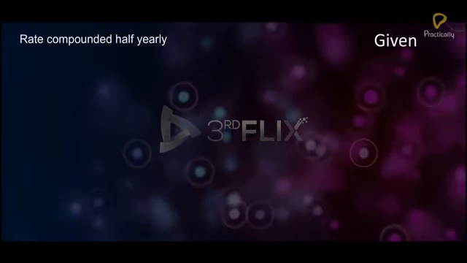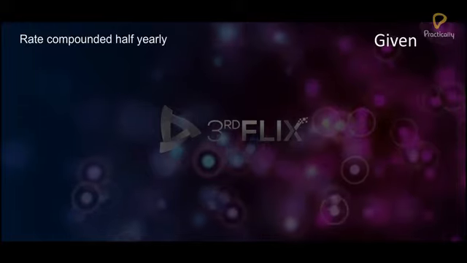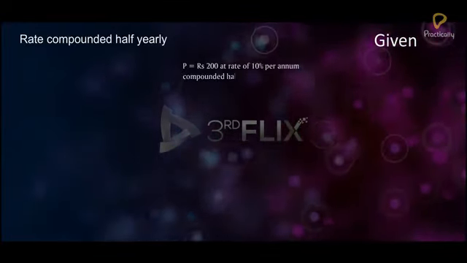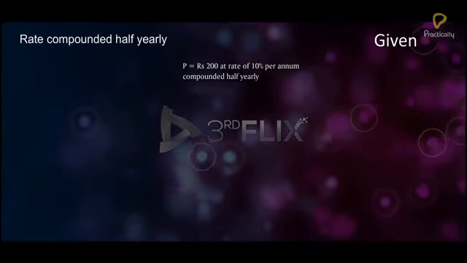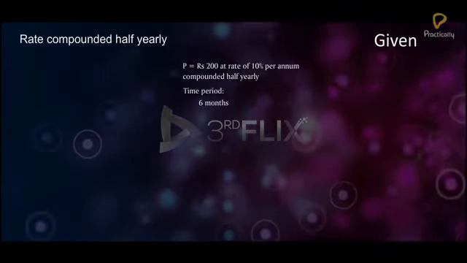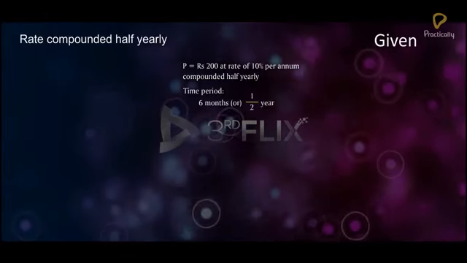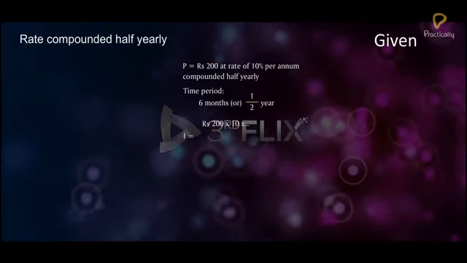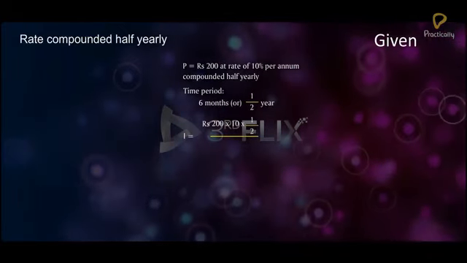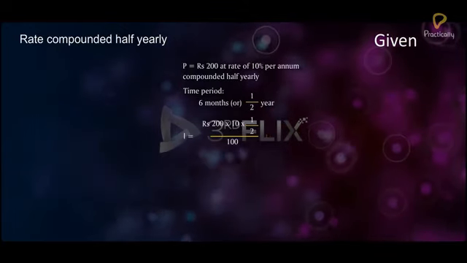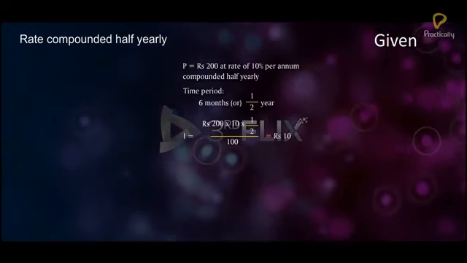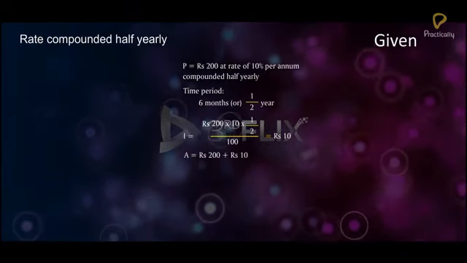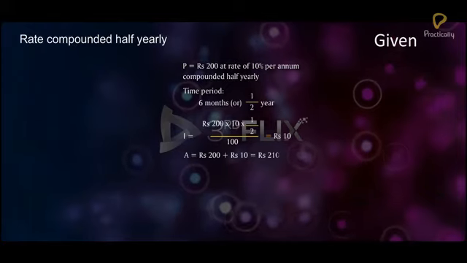Rate compounded half yearly. P is equal to rupees 200, at a rate of 10% per annum, compounded half yearly. Time period is 6 months, or half year. I is equal to 200 into 10 into 1 by 2, whole divided by 100, which is equal to rupees 10. Amount A is equal to 200 plus 10, which is equal to rupees 210.